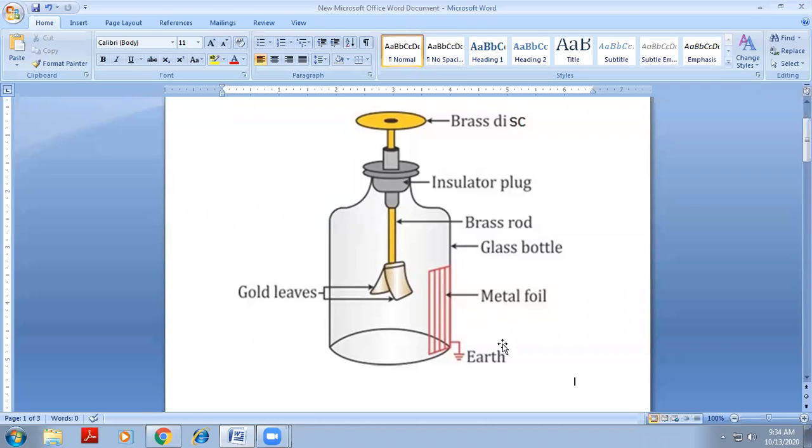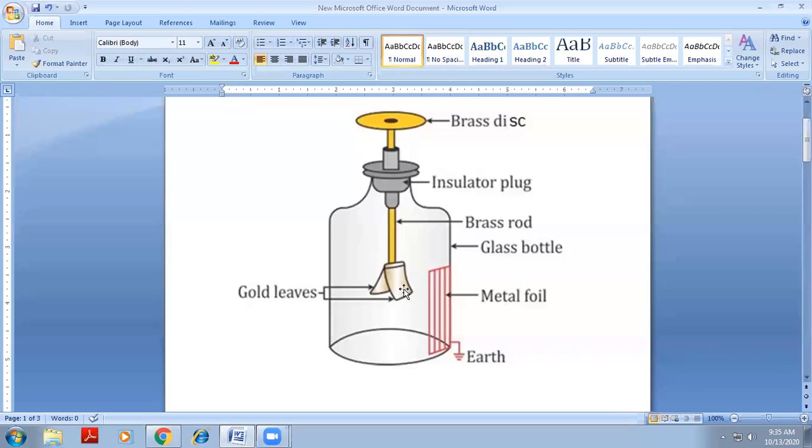That is called earthing. So here the metal foil is there, red in color, on the right side. That may be copper, iron, or some other metal, but it should be a conductor. Whatever excess charges are there in the brass rod will be entering the gold leaf.